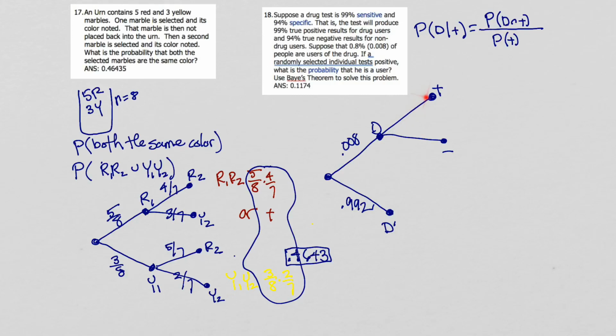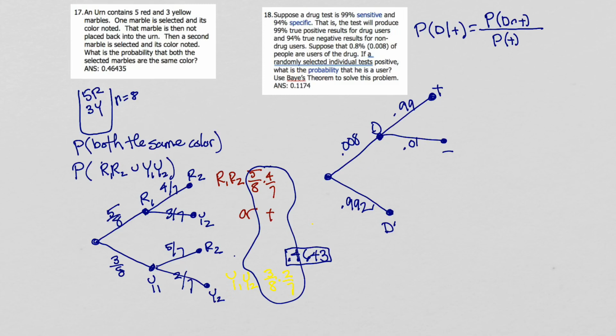Now, the probability of getting a positive result, given that the person uses this drug, is given up here, where it's 99% sensitive. That says that the test will produce true results 99% of the time for the drug users. So if you're using the drug, you'll get a positive result 99% of the time. So this probability here is 0.99, and so this one must be 0.01. So what this says is that if you use the drug, you could get a false negative. That means you're using it, but the test will come back negative.